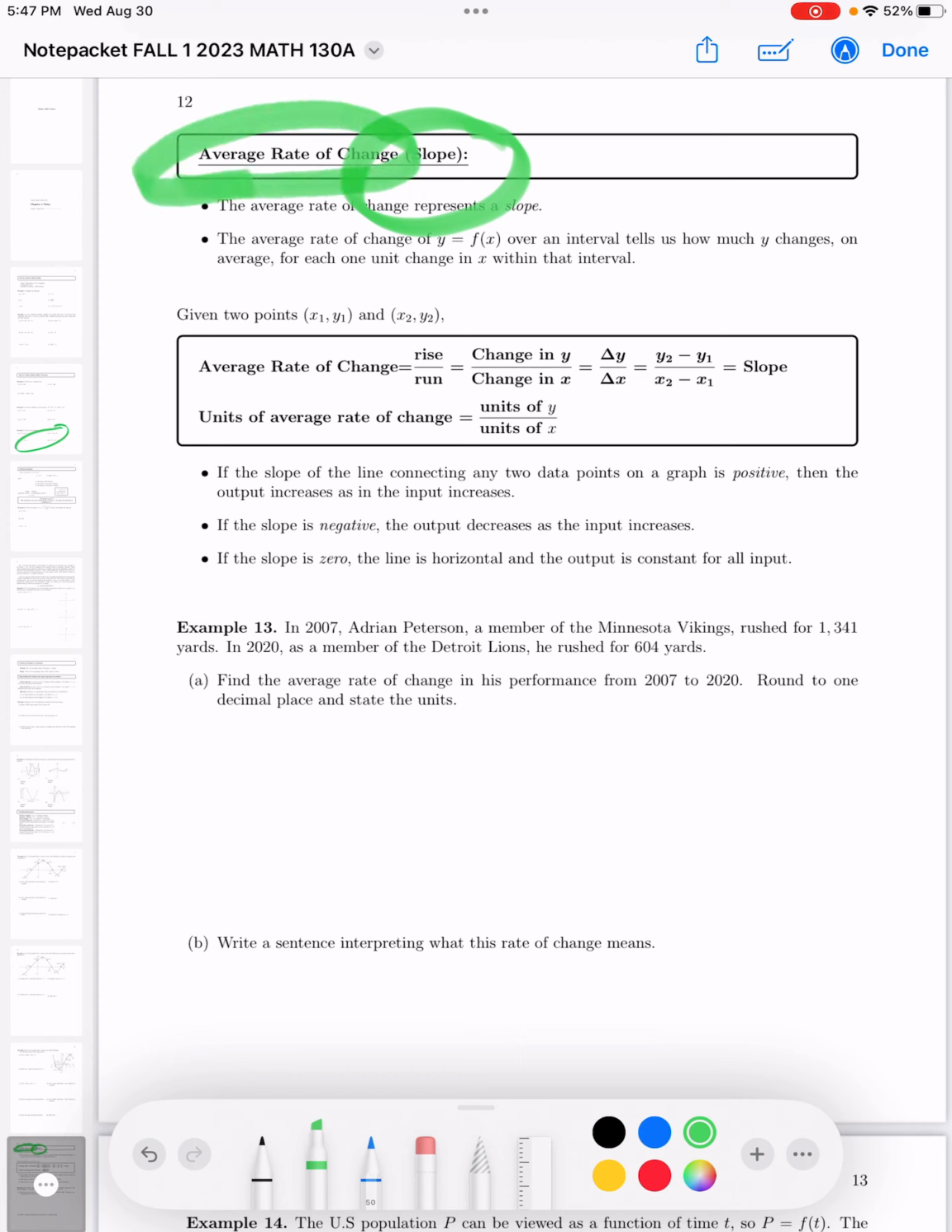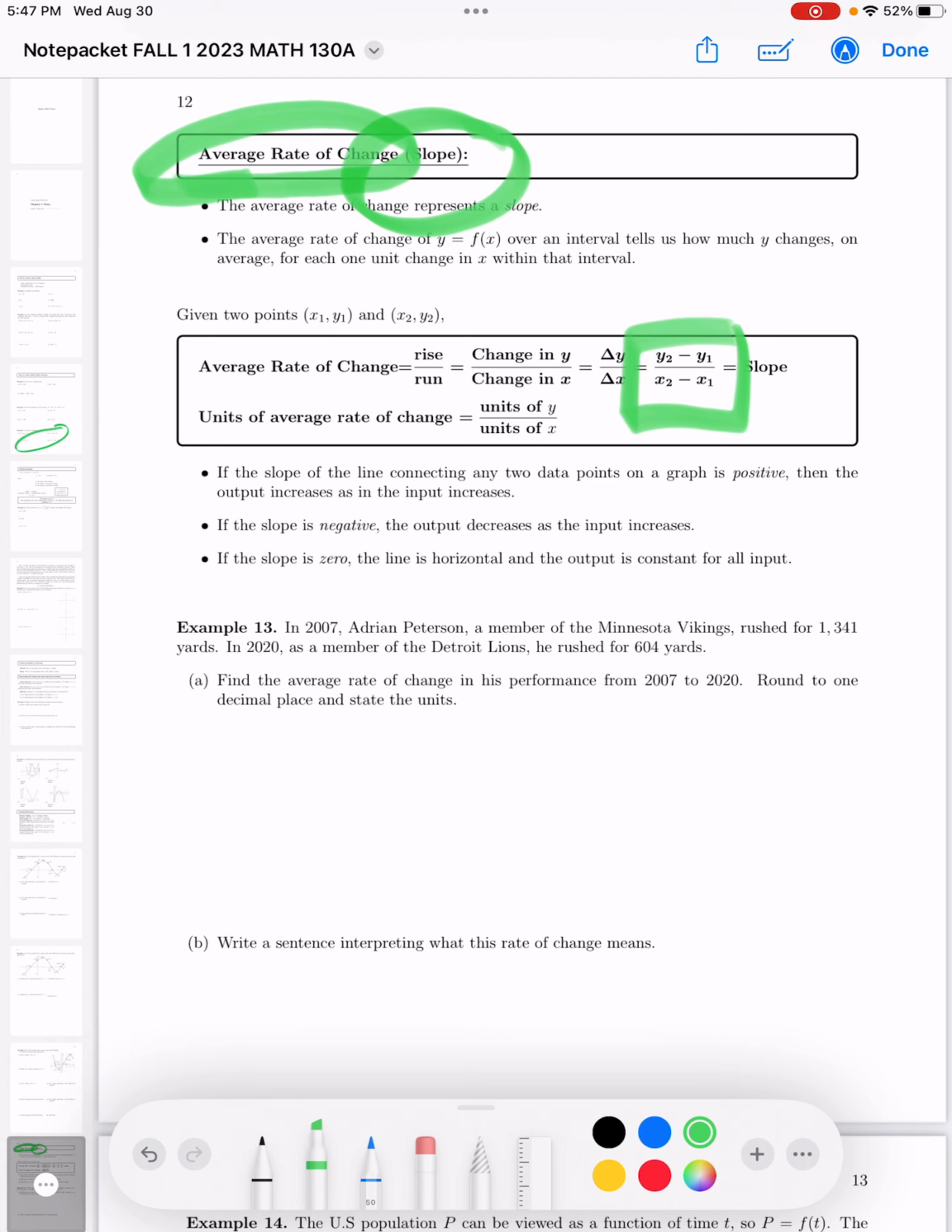So if you see average rate of change, it is no different than the slope that you used in high school. And this is the common formula that we have for slope: y2 minus y1 over x2 minus x1. So we're going to keep using that same formula. No reason to learn a new formula just because this is a different math class than what you had in high school.